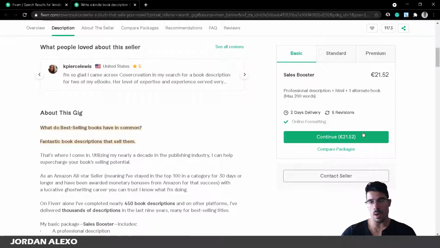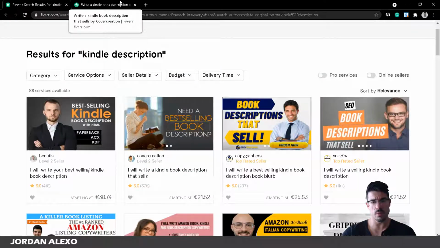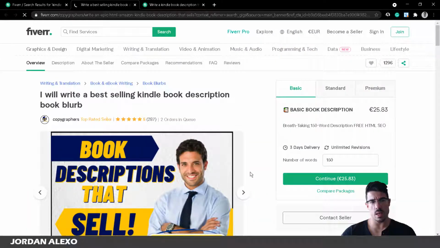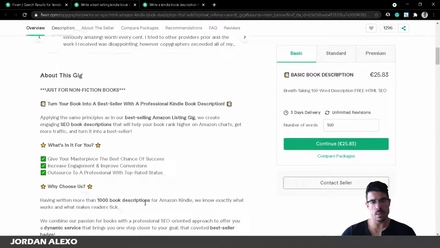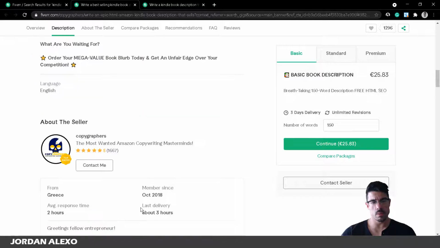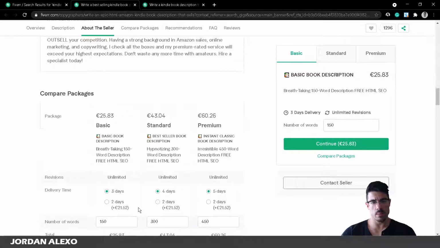Okay, so I would go with this person, and I would actually contact this person asking if they would do a lengthier description, about 300 words. 400 words is typically what I try to go for. And then I would go to this other one, which also has a pretty good rating, 5-star rating. So this must be also someone who is pretty good at writing book descriptions.